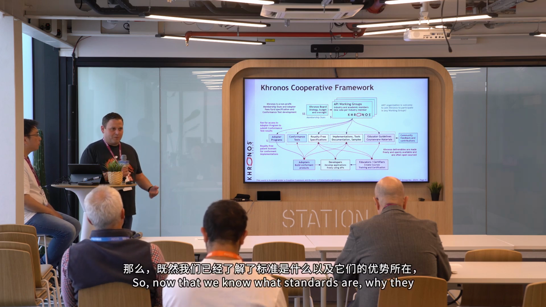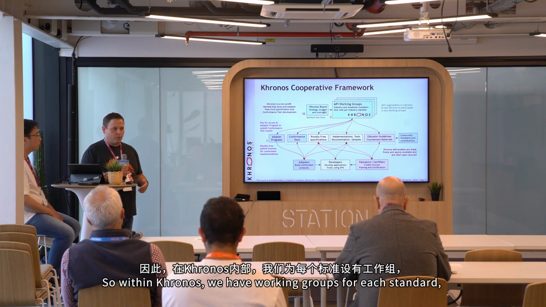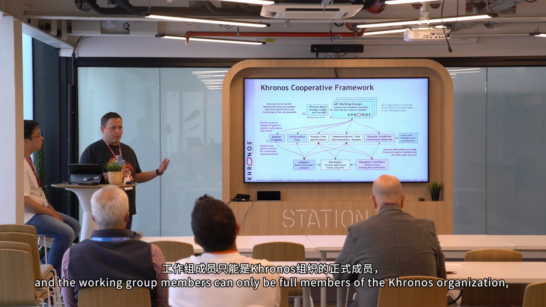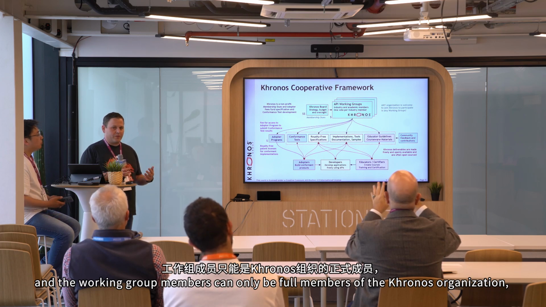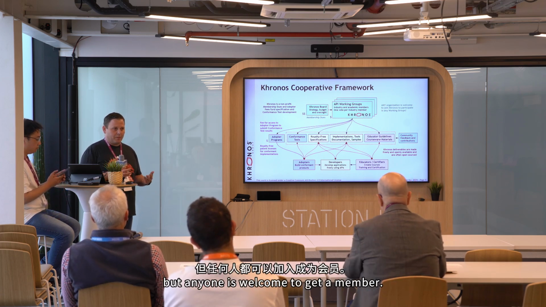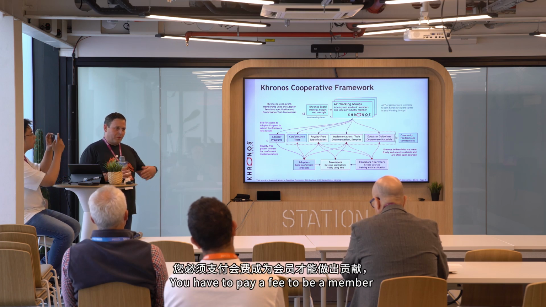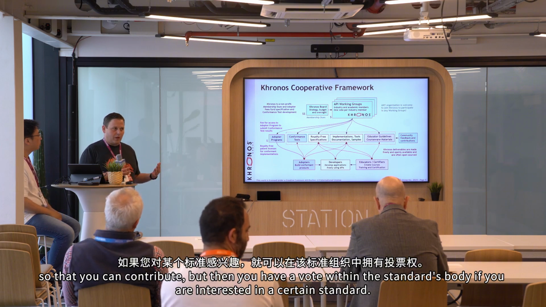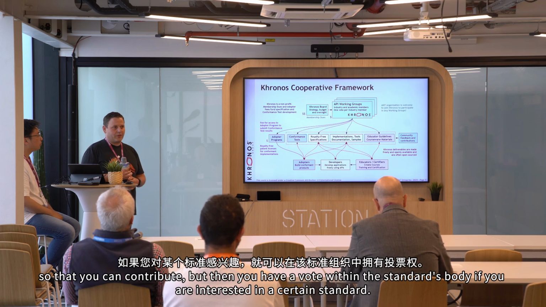So now that we know what standards are, why they are good, how does Khronos work? So within Khronos, we have working groups for each standard. And the working group members can only be full members of the Khronos organization, but anyone is welcome to become a member. You have to pay a fee to be a member so that you can contribute, but then you have a vote within the standards body if you're interested in a certain standard.